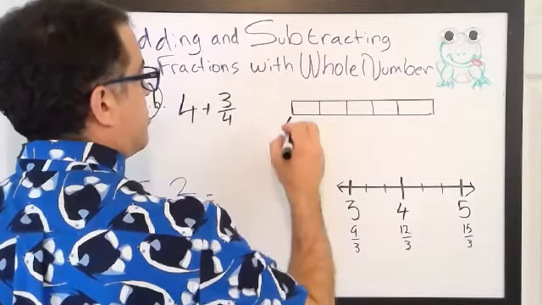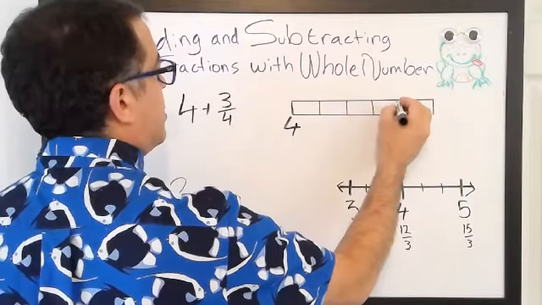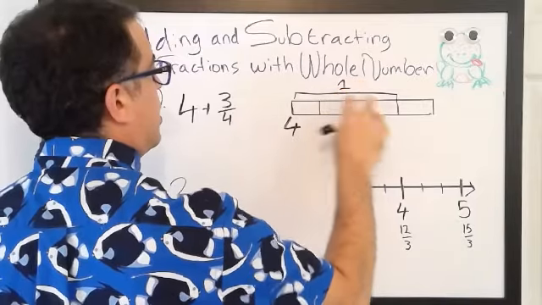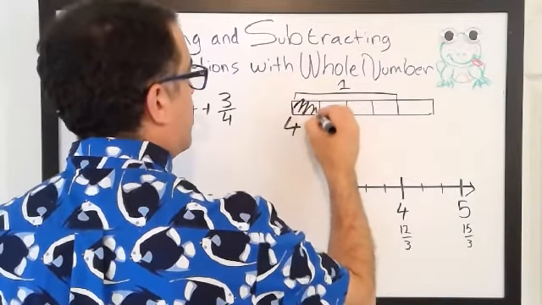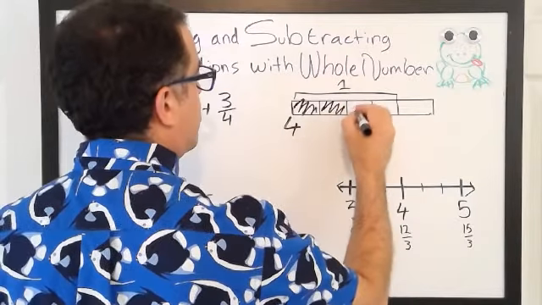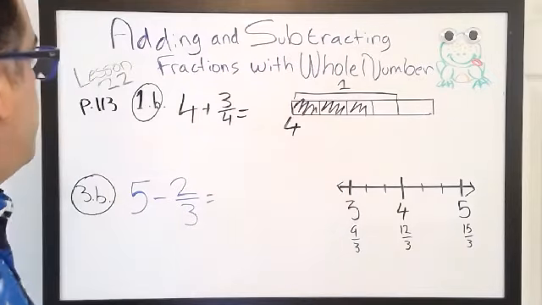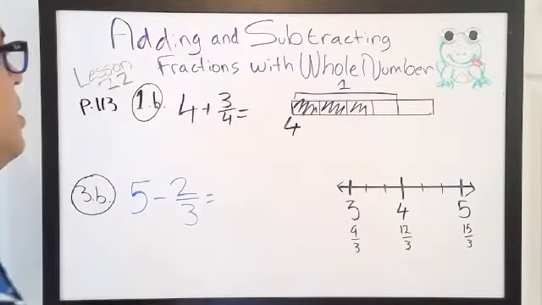Okay? So here's 4. And then this is going to equal one whole number here. And then this is broken into fourths. So that's 4, 1/4, 2/4, 3/4. So this is real simple. That's why in lesson 22, they don't focus too much on addition. They want to start focusing on subtraction.